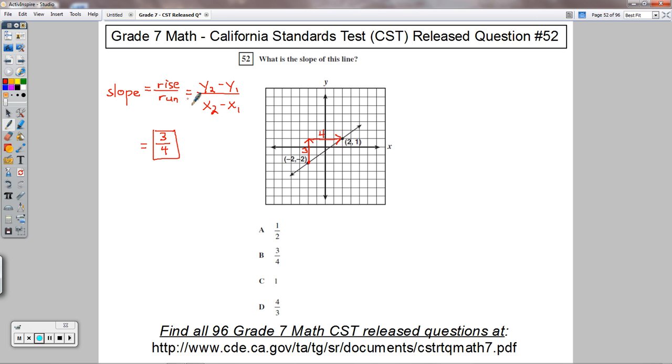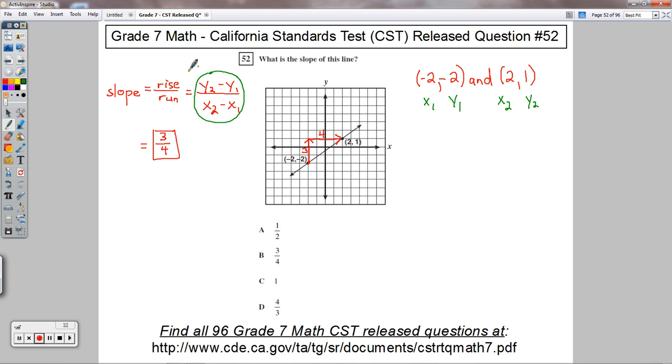If I used this method instead, let's write down those coordinate points. (-2, -2) is my first coordinate point, and (2, 1) is my second coordinate point. If I labeled those as x1, y1, and x2, y2, hopefully that makes sense. That's your first x and y coordinate and your second x and y coordinate. And then just use this formula right here.